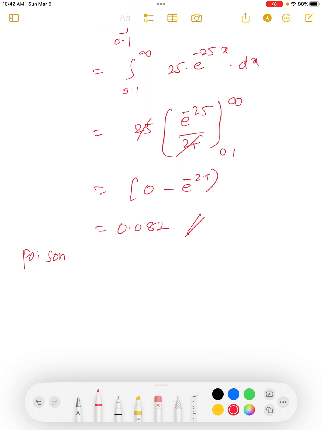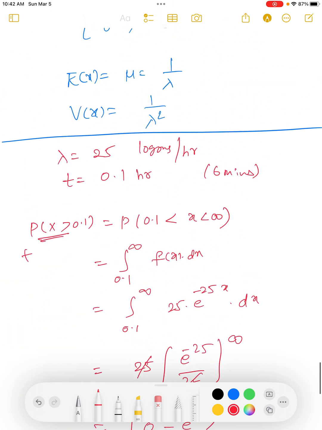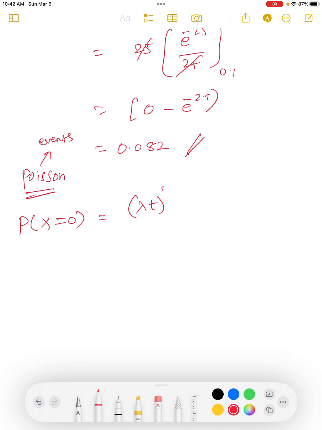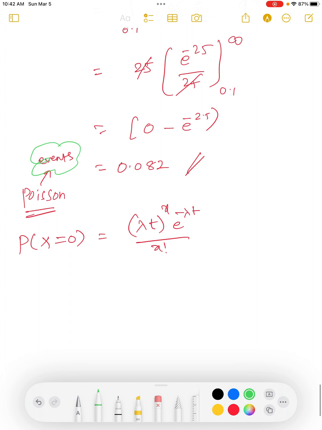Using the Poisson distribution, he told us that x equals 0, that is 0 logons. It's simple: the Poisson distribution talks about events, whereas the exponential talks about time. This point is very important in the OR subject. The Poisson distribution is about events, whereas the exponential is about time. So here the event is 0 logons, lambda 25, and the time is 0.1. So e power of minus 2.5 divided by 0 factorial, that is e power of minus 2.5, 0.0821.